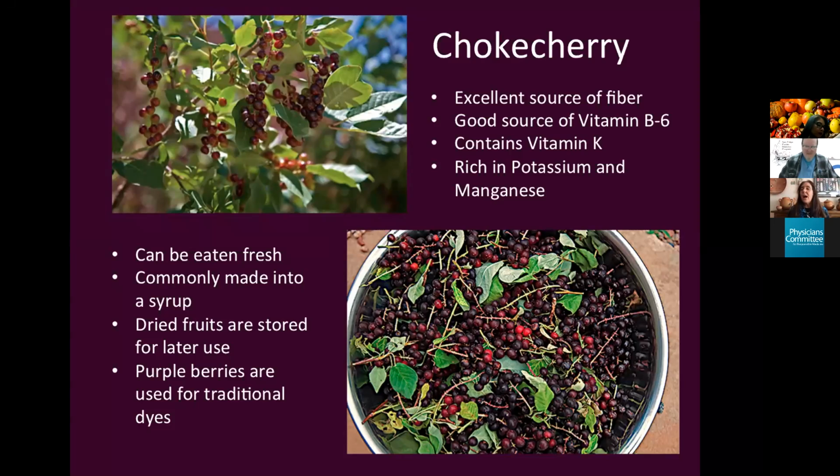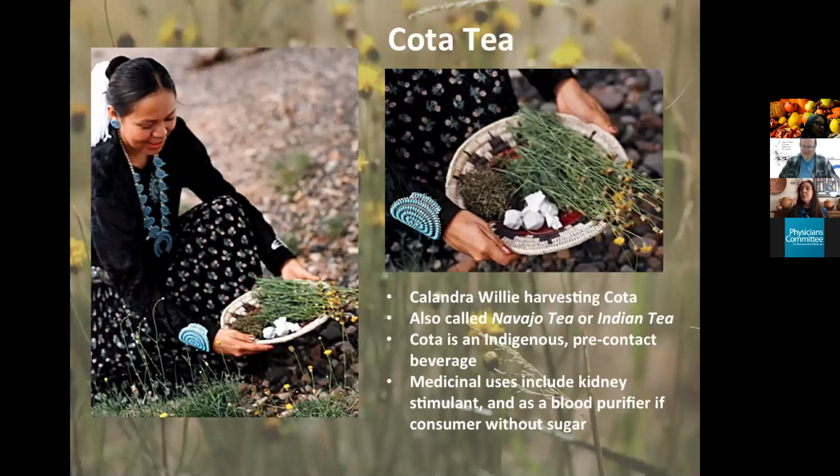But again, excellent source of fiber, contains vitamin K and lots of minerals. So chokecherry is very important to the Kiowa people, and I always use these little chokecherries and boil them down into a sauce, a juice, or a syrup, and then I freeze it so I can use it throughout the year. So chokecherries also very important, and they were traditionally and still are traditionally used for dyes. So we can see some of the beautiful weavings and the color would come from chokecherry.